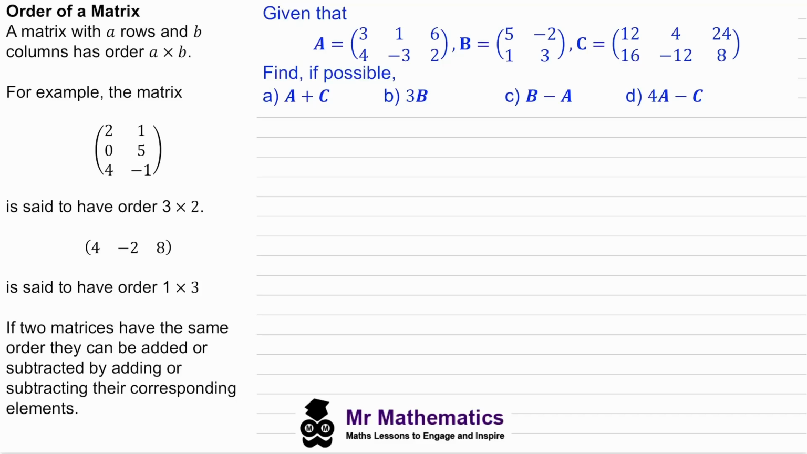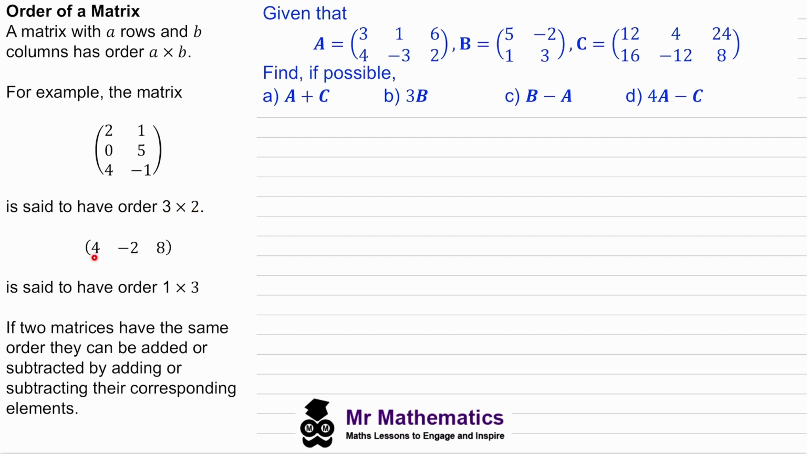Hi everybody. So in this video, we're going to look at adding and subtracting with matrices. When we add and subtract with matrices, we need to consider the order of each matrix. A matrix with A rows and B columns has an order of A times B. So for example, we can see this matrix has 3 rows and 2 columns, so it will have an order of 3 by 2.